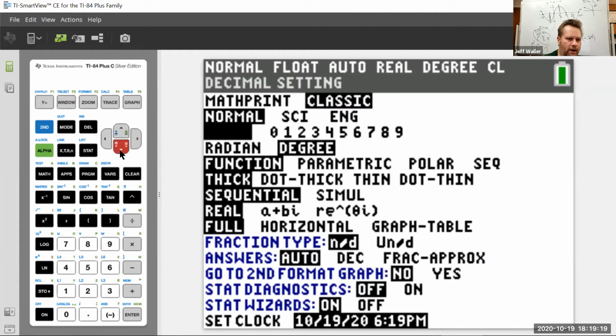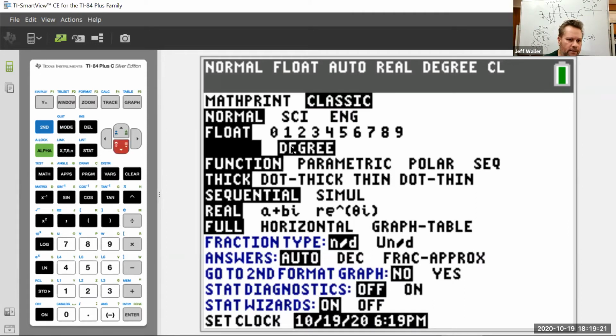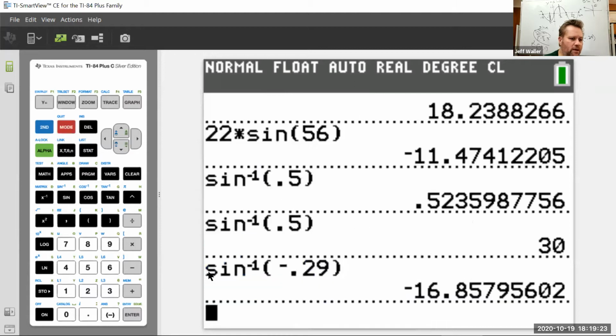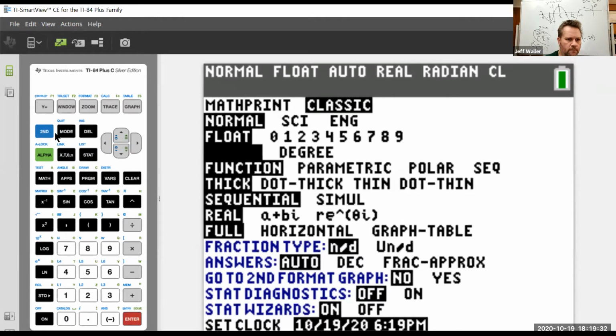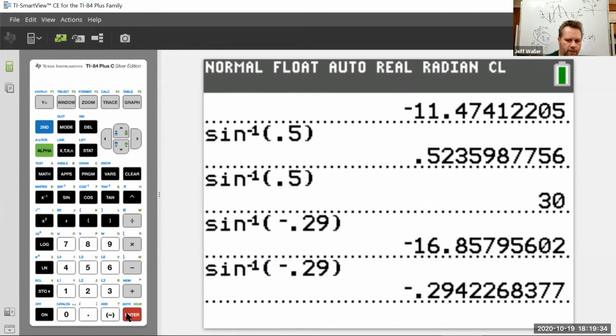So young Jeff learned this lesson easy. You've got to be careful about the problem. If you have radians, make it radians. If you have degrees, make it degrees. What's interesting about inverse sine is if I'm in degrees, the answer comes out in degrees. If I'm in radians, and I do the same problem, the answer comes out in radians.